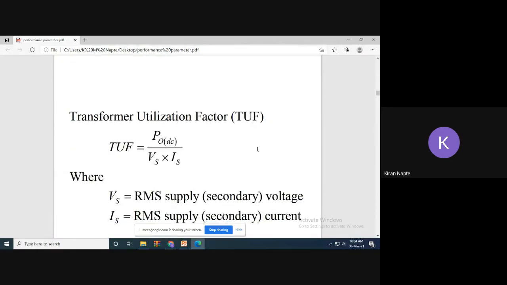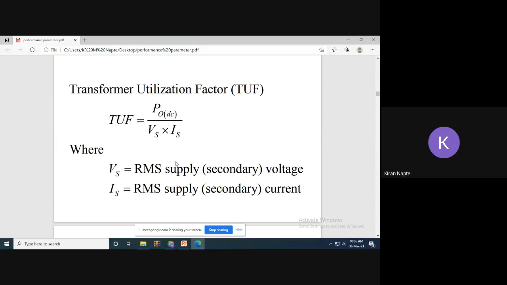The next performance parameter is transformer utilization factor. So what is this transformer utilization factor? It is the output power upon input power. Basically, PODC is nothing but output power, and VS and IS will be the RMS values of applied AC voltage and applied AC current. So it is PODC upon VS into IS. This is the transformer utilization factor.